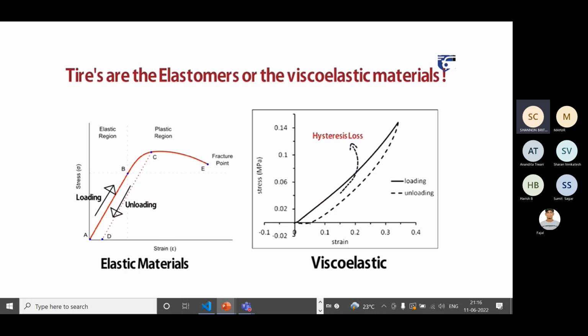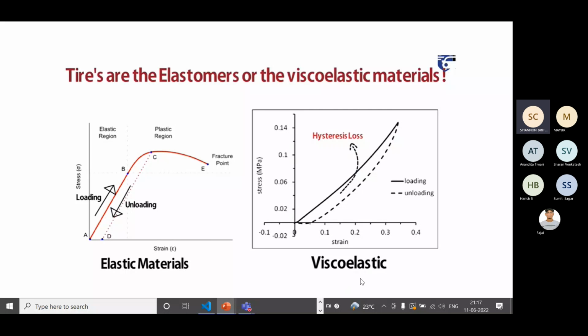So now we'll compare the graphs of elastic materials and viscoelastic materials. How are they different? This is the graph of a typical elastic material, like rubber. You have different regions here: the elastic region, the plastic region, and then the fracture point. From A to B, whatever loading I give, the stress is proportional to strain. So whatever loading I give, there is a 100% probability that it will come back to its original state. That is what elastic region means. Then you have the plastic region where there is some deformity, and finally the fracture point where the material just breaks. So this is for elastic materials.